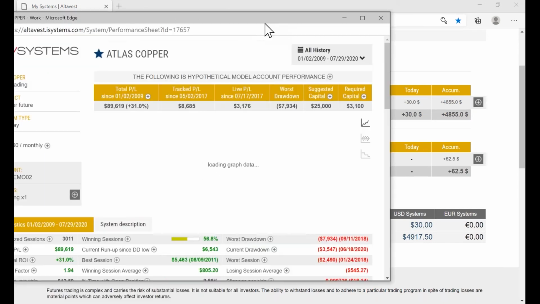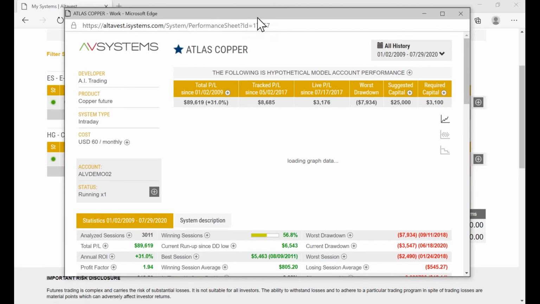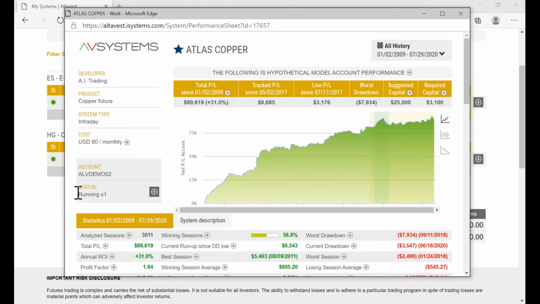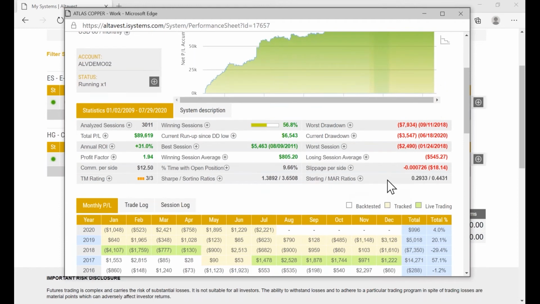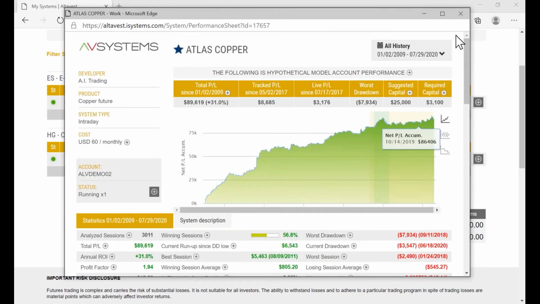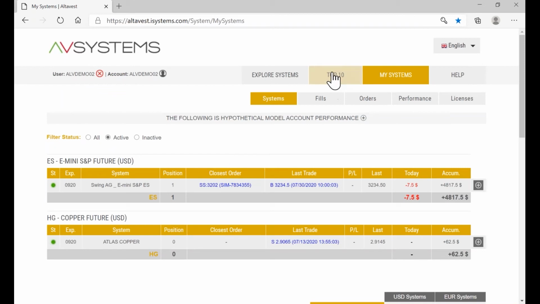I forgot what this one looks like, but I just want to show you. When you're actually live, it'll show you the status that you're running 1 unit of the system. And you could then stop the strategy from this tear sheet page as well. So there you have it, folks. That's how that works. And let's jump into the top 10.